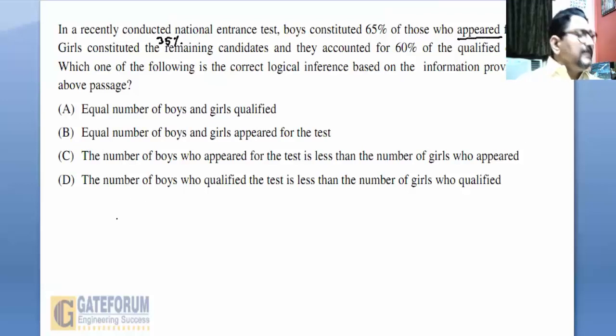But then in an exam, you would just take the fourth one. You may not waste time in reading it. But here, it's a practice session. Let us see. The number of boys who qualified the test is less than the number of girls who qualified. Absolutely. See, the girls who qualified were 60% and the boys were 40%. So the girls were more. So this is the correct option.